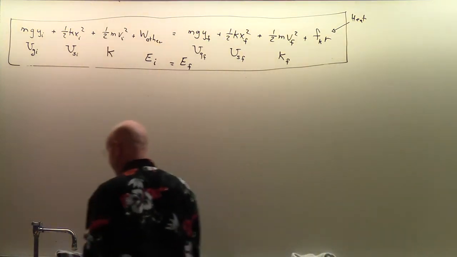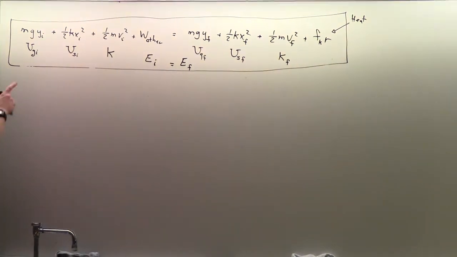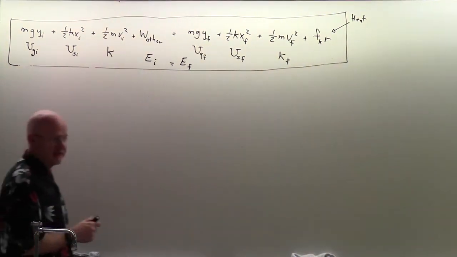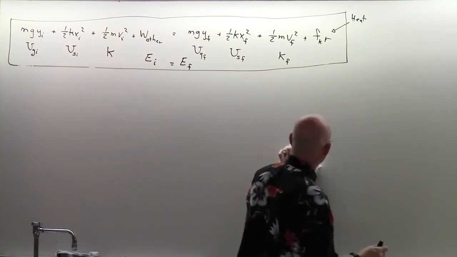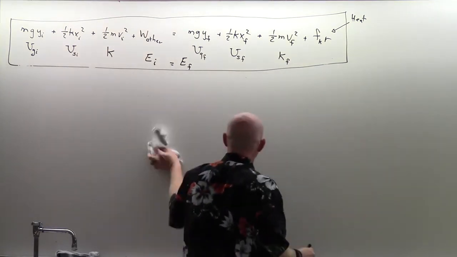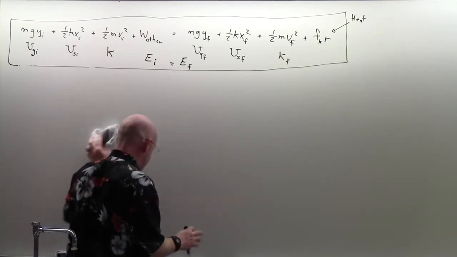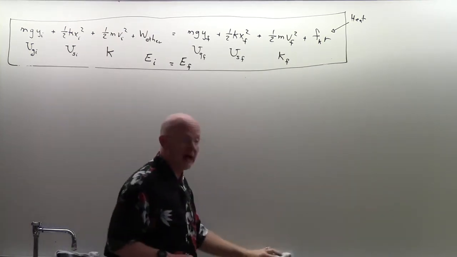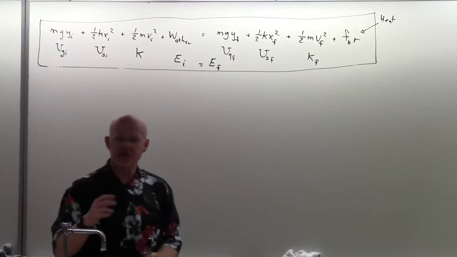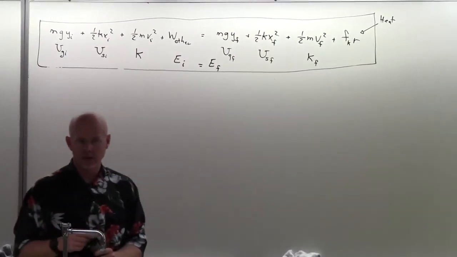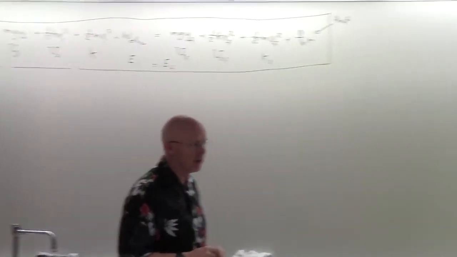I'll start with the first term as always. This first term is the gravitational potential energy. Now remember for that one, we have to call up positive and down negative. Okay, so I'll keep that in mind. But we have that freedom to pick y equals 0 wherever we want. Where would you like to pick y equals 0?